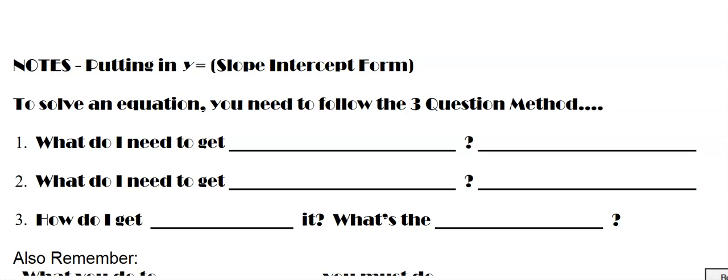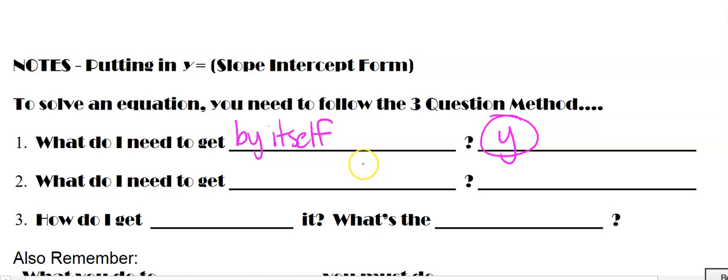Notes: putting equations into y equals or slope-intercept form. To solve an equation, you need to follow the 3-question method that Ms. Richardson uses. The first question is, what do I need to get by itself? On this one, it's going to be the variable, the y. You want to get the y by itself. So as I always said, you need to circle it because that's what you want to get by itself.